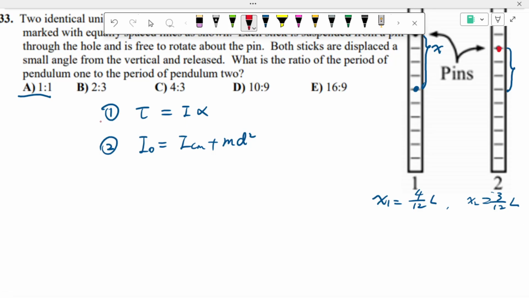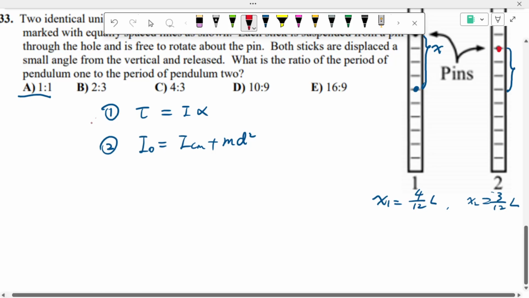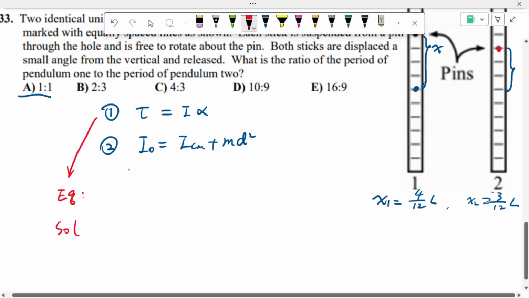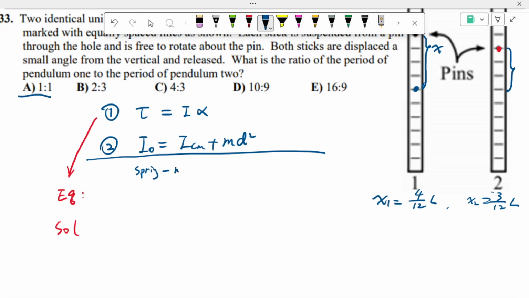Let's recall the knowledge of simple harmonic oscillation. How do we solve this type of question? For example, if we have a spring mass system.